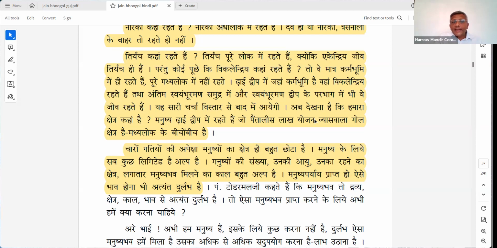And where do the humans reside? The humans also don't reside everywhere. Humans don't reside in the lower lok. They don't reside in the upper lok. Humans only reside in the middle lok, but even so, they don't reside everywhere in the middle lok. They only reside in the first two and a half islands right at the center. You remember, there are uncountable islands and oceans in the middle lok, and the humans only reside in the first inner two and a half islands. So when we talk about the Madhya lok in detail, we'll concentrate on that a bit more.